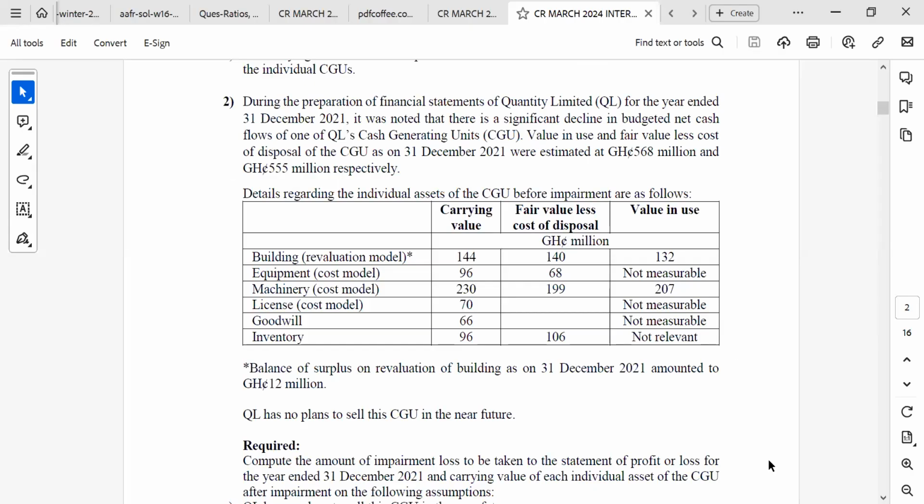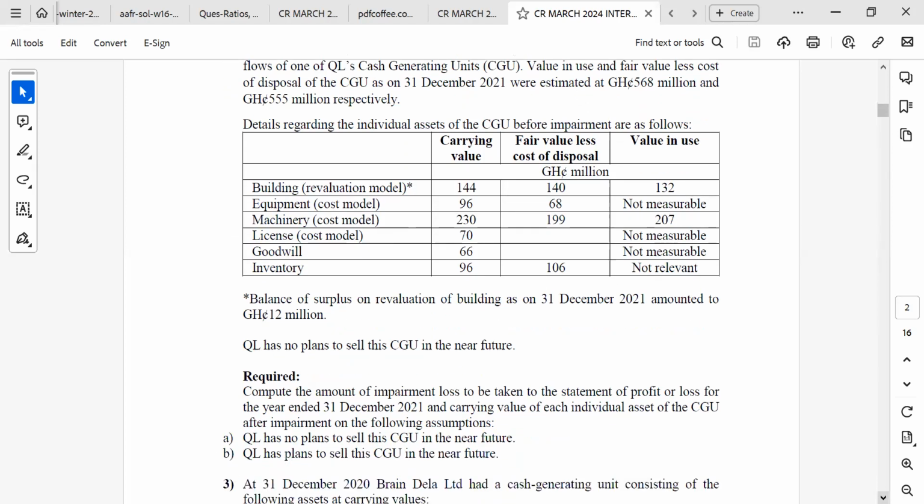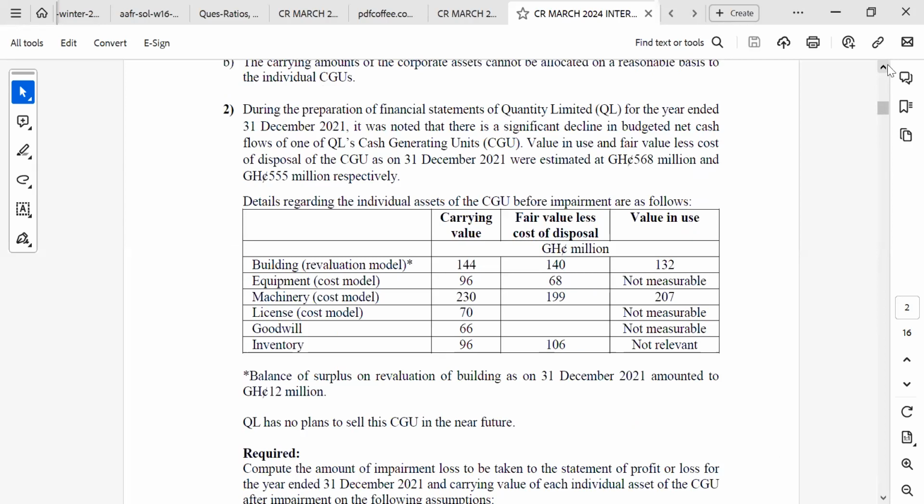Okay. They say you should prepare this one based on the following assumptions. The company has no plan to sell. If the company has no plan to sell, your recoverable amount will still be determined as the higher of the 2. So you just determine your recoverable amount over here. The higher amount over here is 568. Then what you do is add your carrying value before the impairment. So put all your carrying values together over here. Then you compare with the 568.